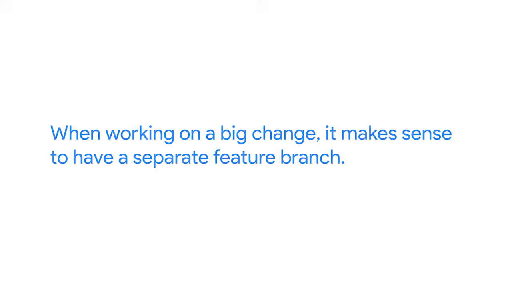On top of that, if you remember to push your changes often and pull before doing any work, you reduce the chances of getting a conflict. We called out already that when working on a big change, it makes sense to have a separate feature branch. This lets you work on new changes while still enabling you to fix bugs in the other branch.